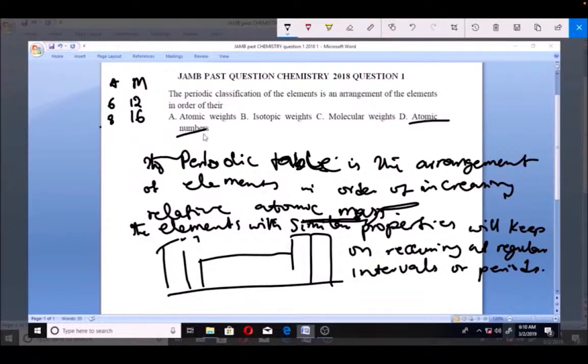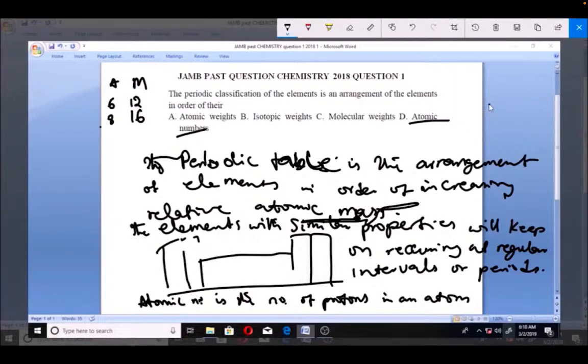Also, you should know that the periodic table is the arrangement of elements in the order of increasing relative atomic masses, and the elements with similar properties keep recurring at regular intervals called periods. Now, it's also important to know that the atomic number is the number of protons in an atom. Whenever you hear the word atomic number, what does it mean? Atomic number is the number of protons in an atom.